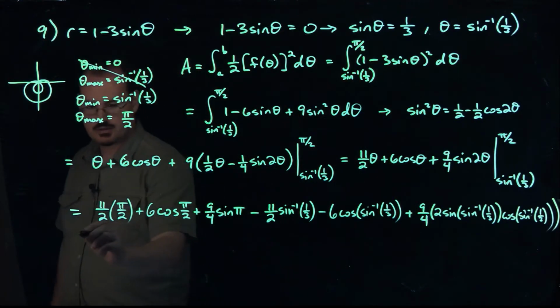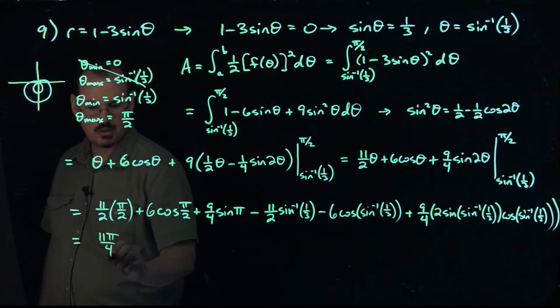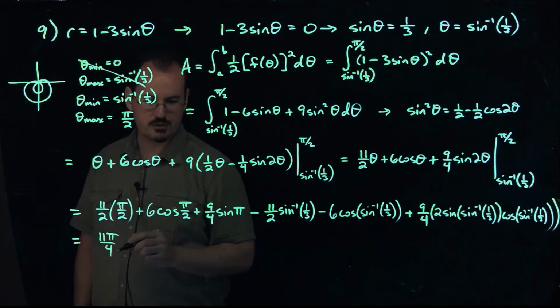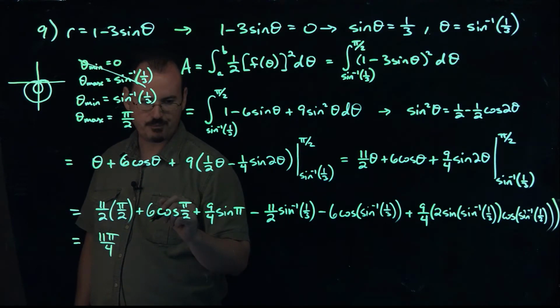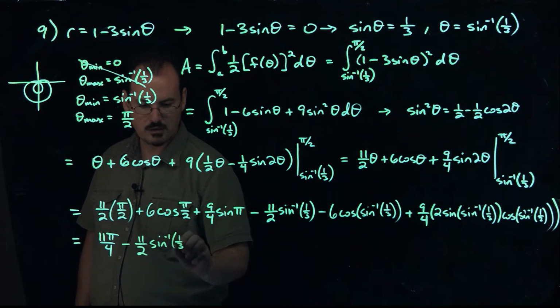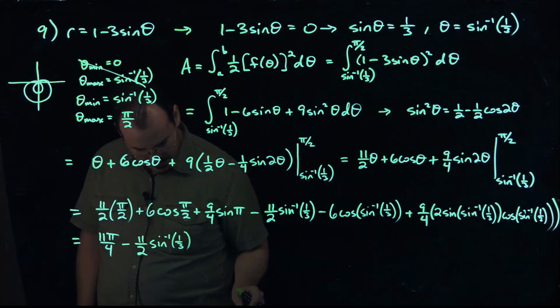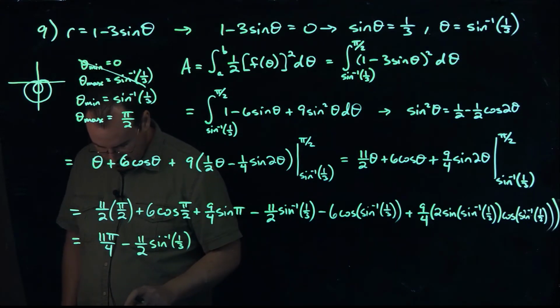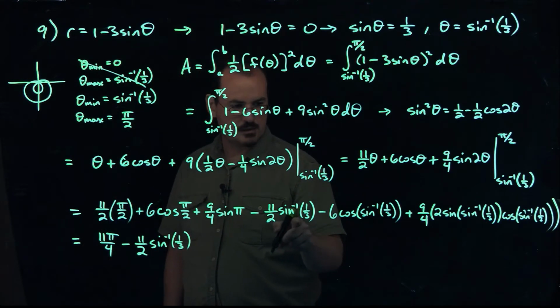So now we've got to try to simplify all this. We're going to have 11 pi over 4. Cosine of pi over 2, that's going to be 0. Sine of pi, that's also 0. So we're going to have minus 11 over 2 inverse sine 1/3. Make sure we're approaching our correct answer on this thing. Yeah, I think we're getting there. And then, let's see, what else do we have?